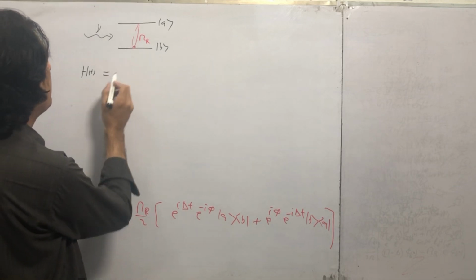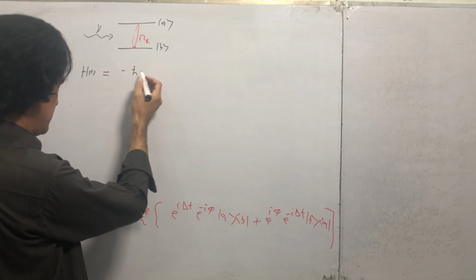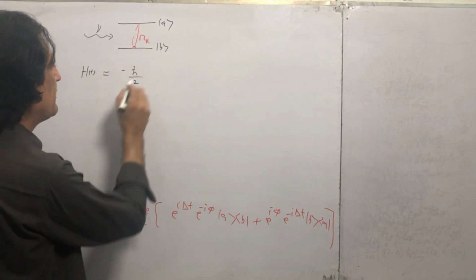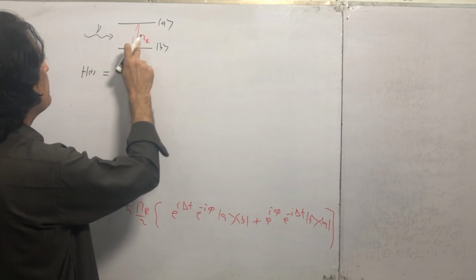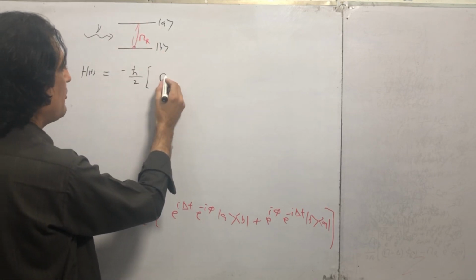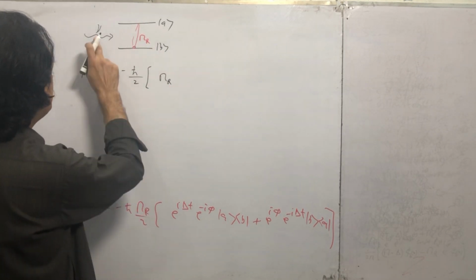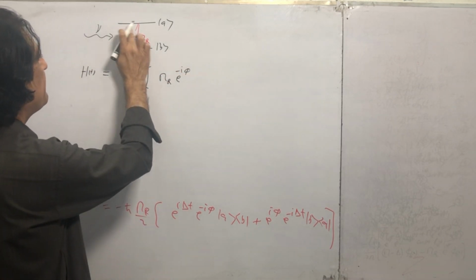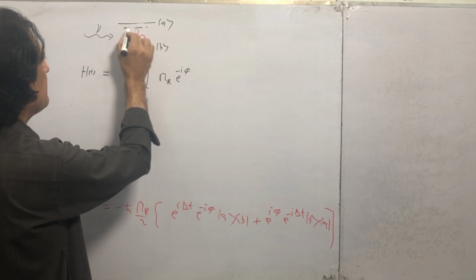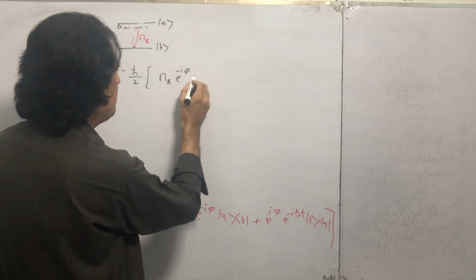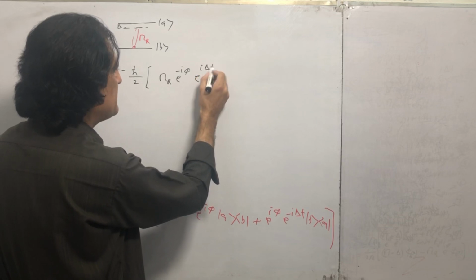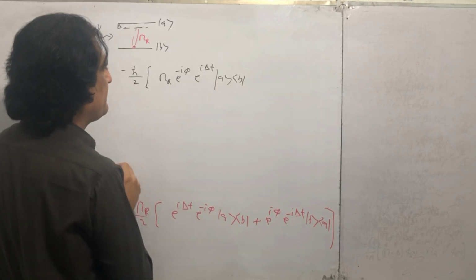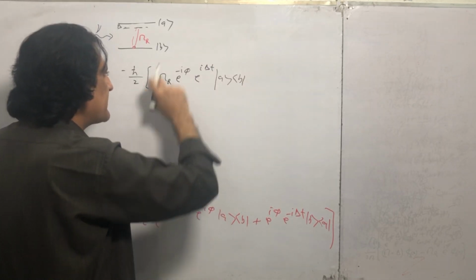Here, minus ħ divided by 2, this is important, minus ħ divided by 2. And then here the Rabi frequency is Ω_r, and this field has some phase, then I can write down this. And if there is some detuning, for example Δ is the detuning, then we must write e^(iΔt) here, and this is |a><b|, and then the conjugate of this.